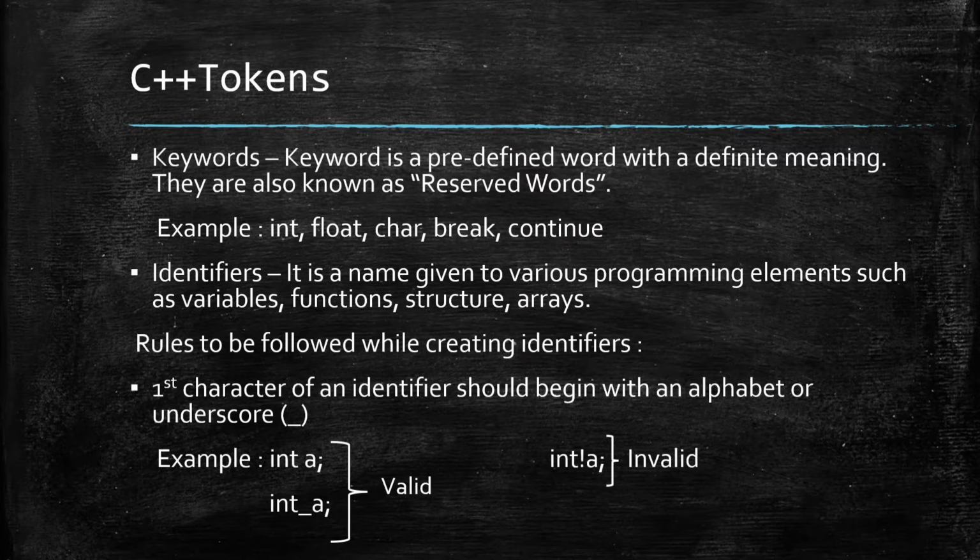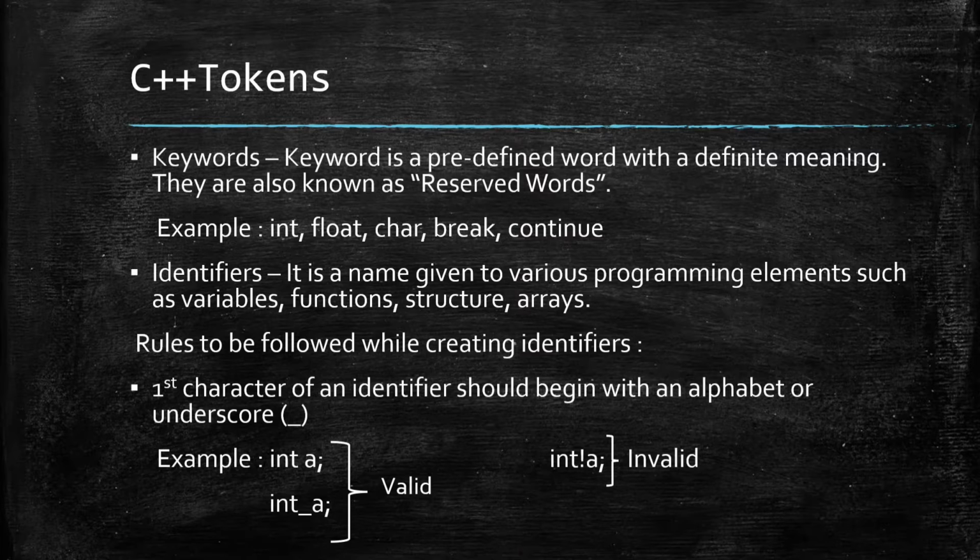So the second example I've also given, that is int underscore a. The rule says it should either begin with an alphabet or an underscore. So here instead of a space I'm giving an underscore, then a. So that becomes my identifier. Those 2 examples are valid.